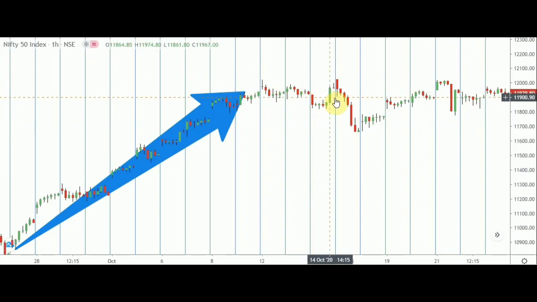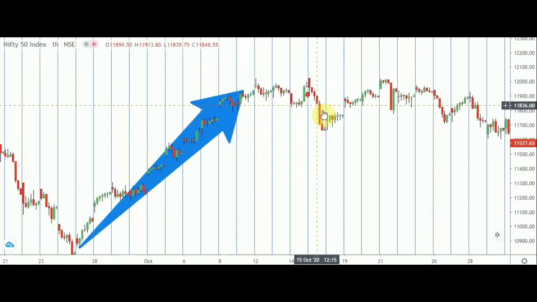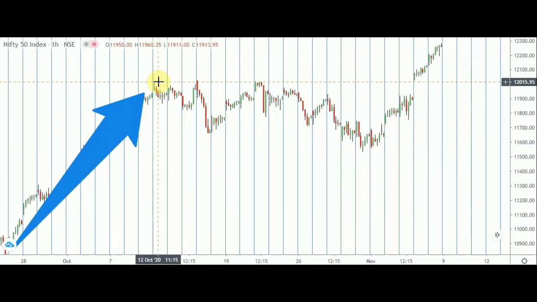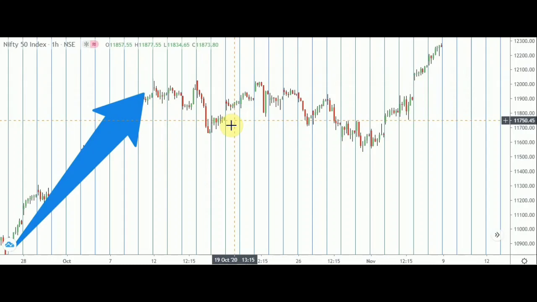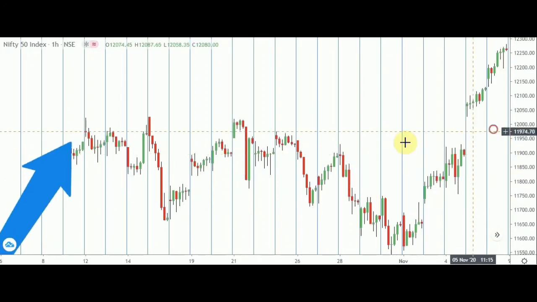Now you see after that particular point, here is also another doji, and after that you see the price started to come down, my friend, here. Clear? The high was around 12,015 and it came down to around 11,670. Now you see another recent example.